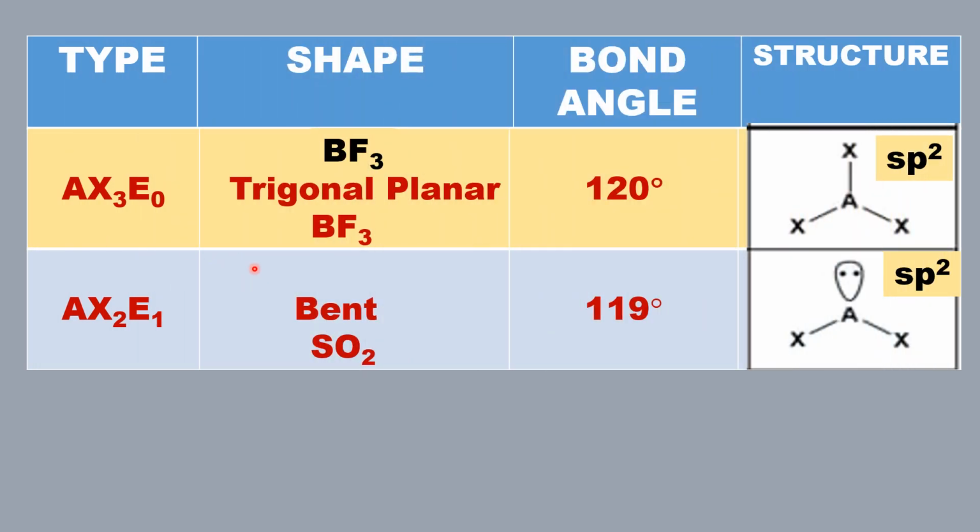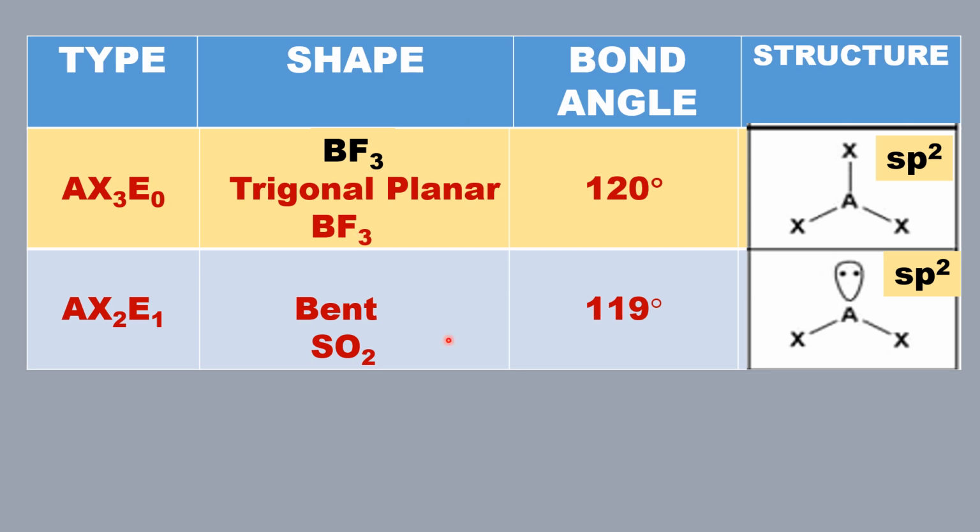Okay, let us now consider AX3 type molecule. In the first case, without lone pair. Okay, so this we have already discussed. Next, let us substitute one bond pair. One bond pair is replaced by one lone pair. Therefore, AX3 becomes AX2E1. Okay.